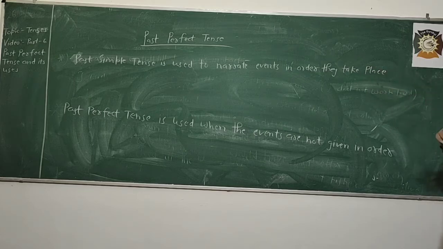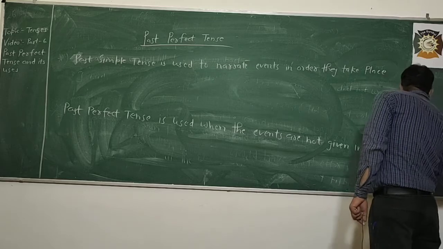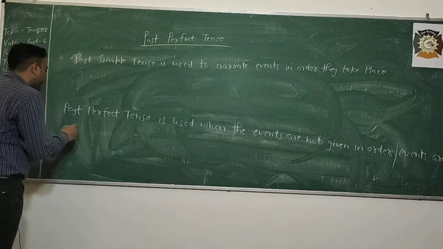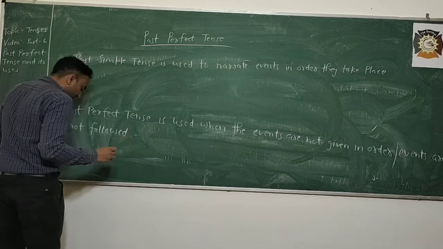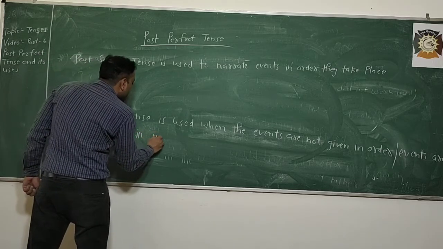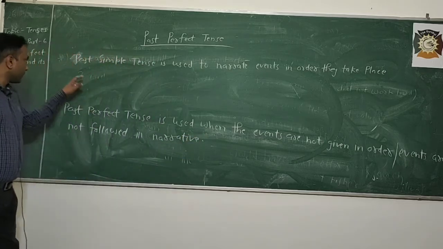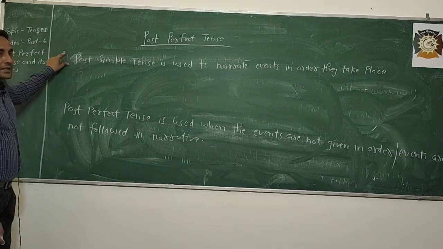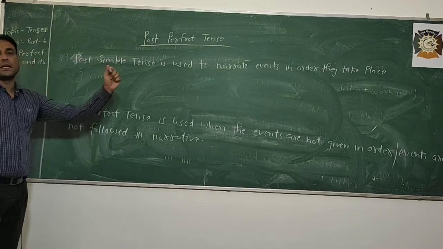If the events are not followed in narrative, or you can say events are not in proper order. So first of all I will give the example of this, then I will give the example of this, then the things will be clear to you that where to use past simple tense and where to use past perfect tense and how to differentiate between the two.